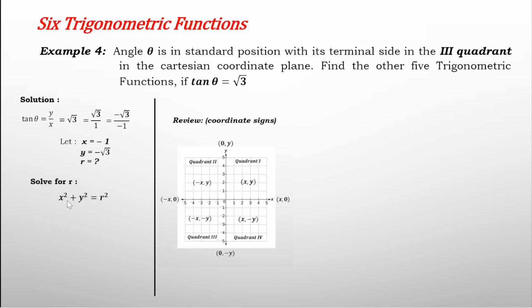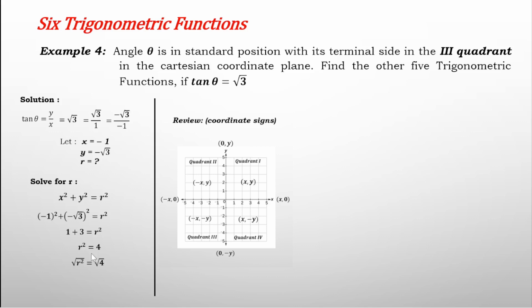Using the Pythagorean theorem, x squared plus y squared is equal to r squared, we substitute the value for y, which is negative square root of 3, and x, which is negative 1. So the equation becomes negative 1 squared plus negative square root of 3 squared is equal to r squared. Simplifying further, the square of negative 1 is positive 1, and the square of negative square root of 3 is 3. Then 1 plus 3 is equal to r squared, so r squared is equal to 4.